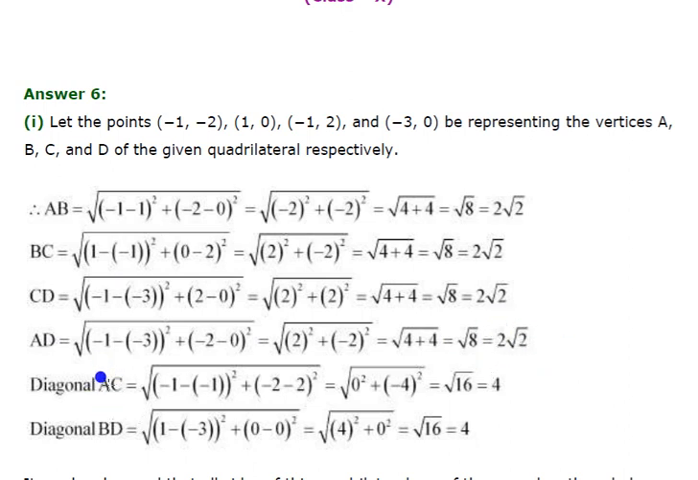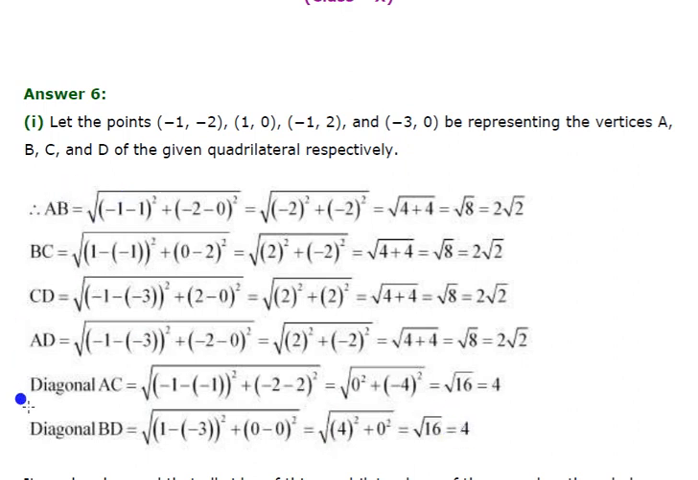Then we have to find AC. This is point A and this is point C. Here -1 is x1 and -2 is y1, and -1 is x2 and 2 is y2. Again use the distance formula. We get AC as root 16, that is 4. Now next we have to find BD. This (1, 0) is point B and this (-3, 0) is point D. So 1 is x1 and 0 is y1, and -3 is x2 and 0 is y2. Finally we get the diagonal 4.